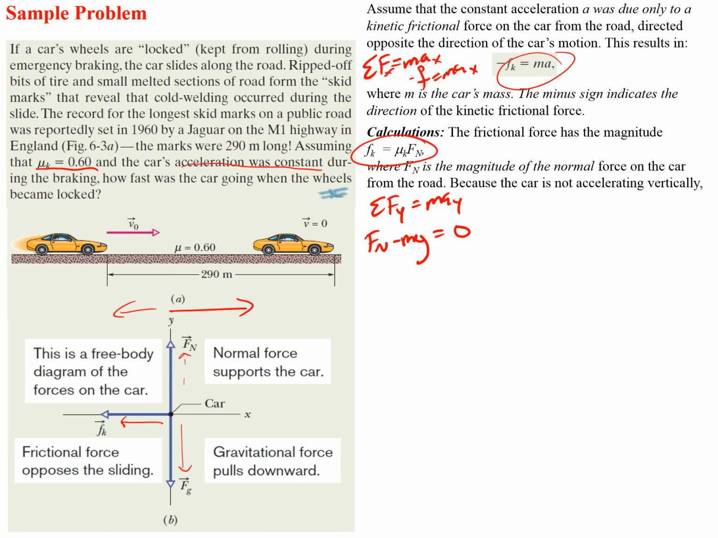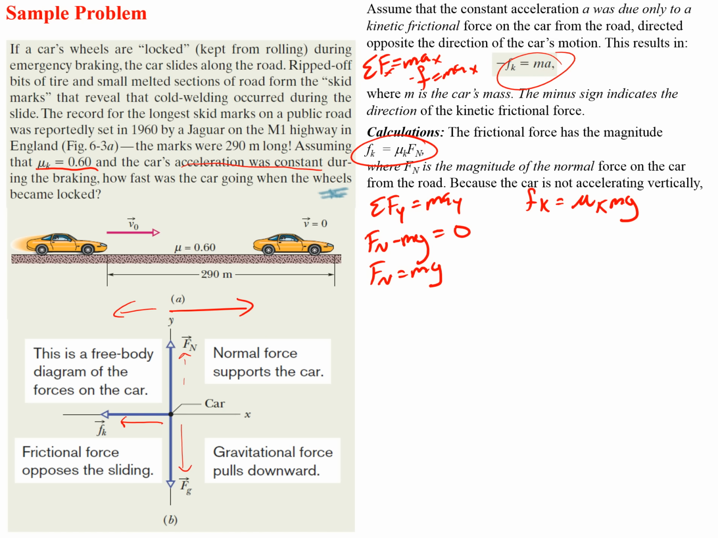Okay, so if we want to rearrange this real quickly, we can say that the normal force is equal to mg, so that, going back to our equation up here, the frictional kinetic force is equal to mu k, which is our coefficient, times our normal force, which is mg.